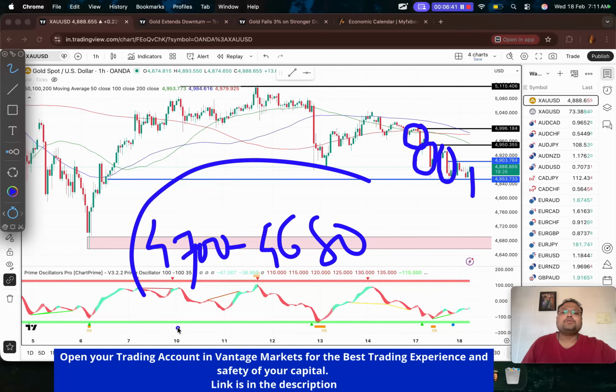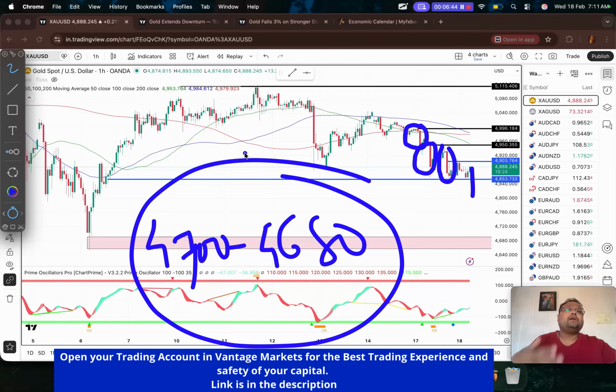After the news also, if the market takes support around this area, or if you are a buyer, or if you deal with physical gold, you can try to buy around the 4700 or 4680 area. This is kind of a weekly support, you can say. So this is a level where I can expect some good buying, or I will be taking a buy position.